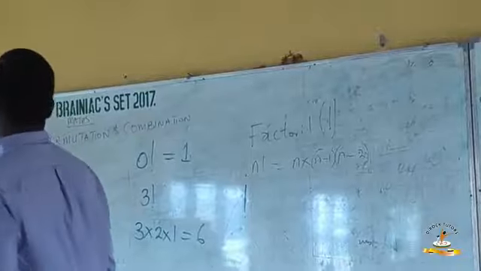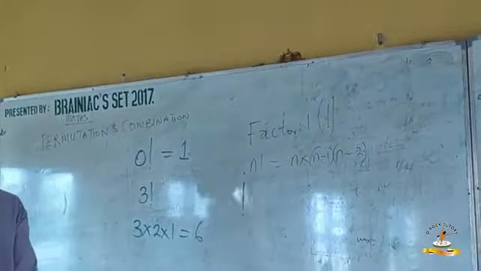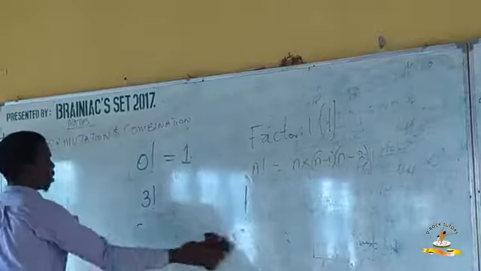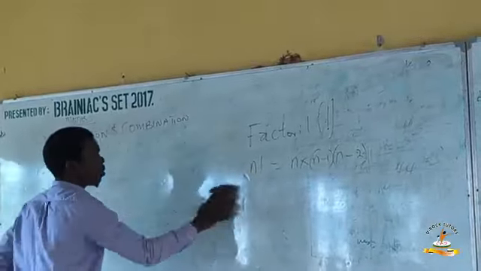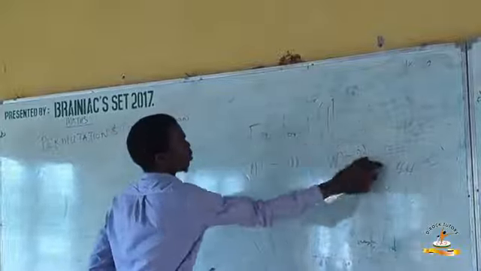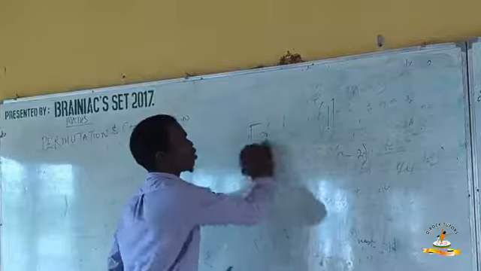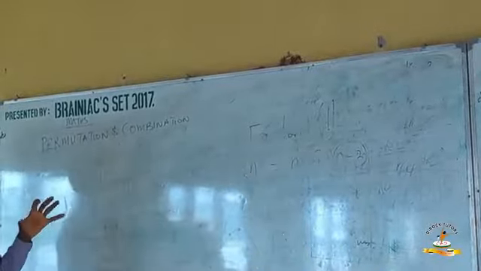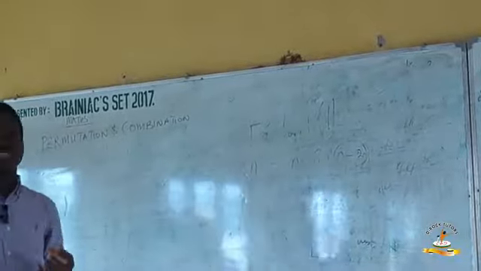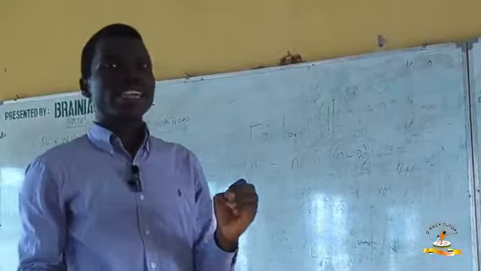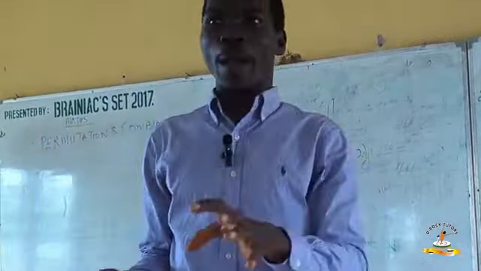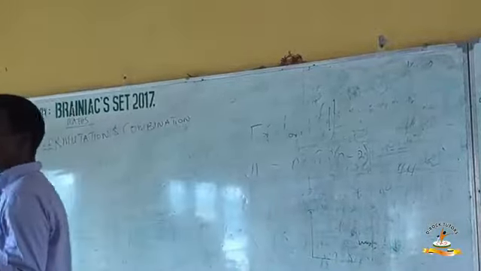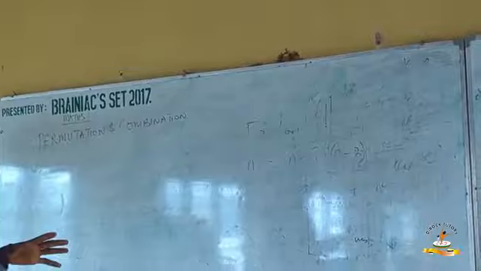But how do we use this factorial notation? We can use it in permutation and combination. So permutation and combination are the main uses of factorial notation. And what is permutation? When we say permutation, we want to arrange things with a specific order. Arrangement with specific order is known as permutation.